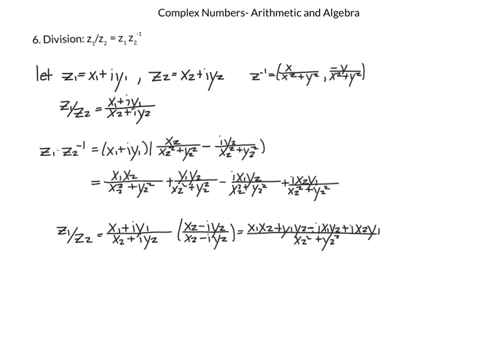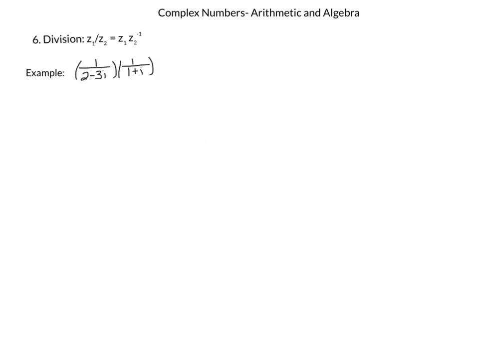And just a quick example of division, just because I guess everything's been pretty much symbolic. So 1 over 2 minus 3i times 1 over 1 plus i will give me 1 over (2 minus 3i)(1 plus i), and now I do my multiplication. 2 times 1 gives me 2, 2 times i gives me 2i, minus 3i times 1 gives me minus 3i, and minus 3i times i gives me positive 3, which is equal to 1 over 5 minus i.